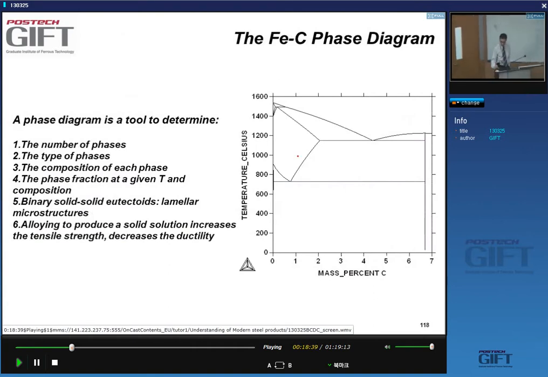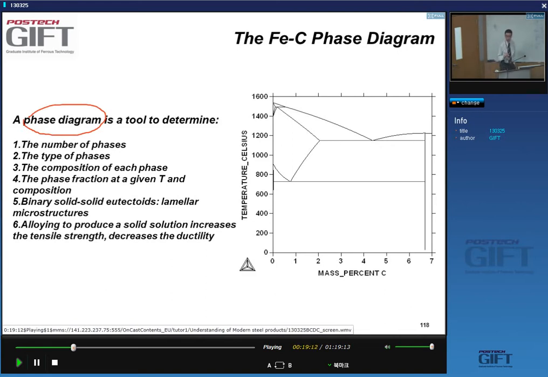Okay. So from this diagram, the strength situation that we just discussed, it is clear that if we want to understand the strength of steel, we need to know how we're going to make the microstructure. And to make microstructures, or have an idea of how to make a microstructure, we use phase diagrams. And they're very useful.